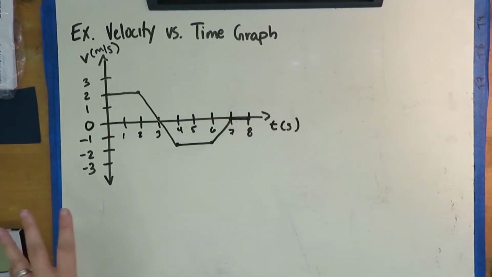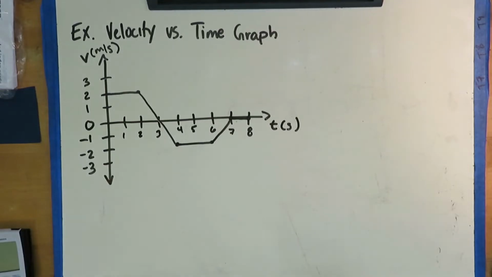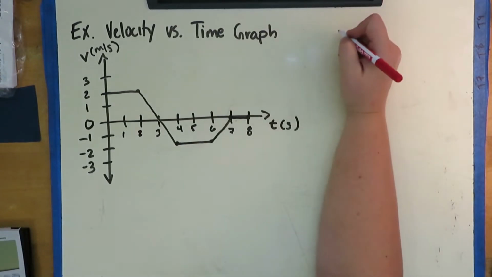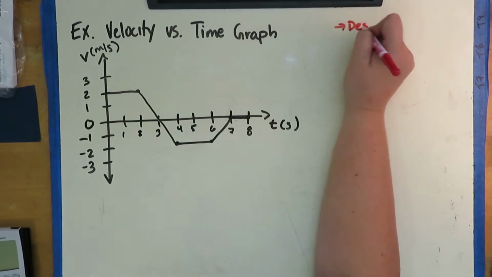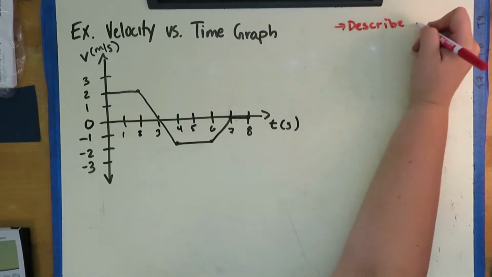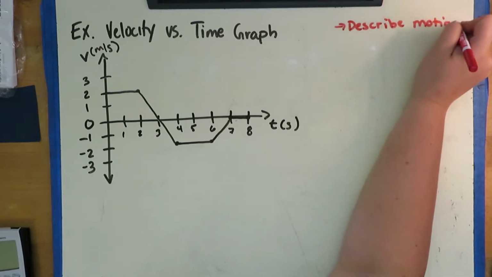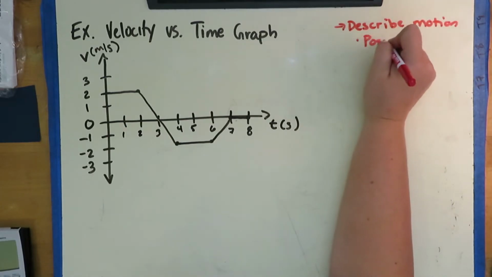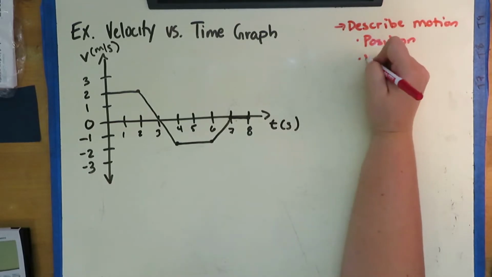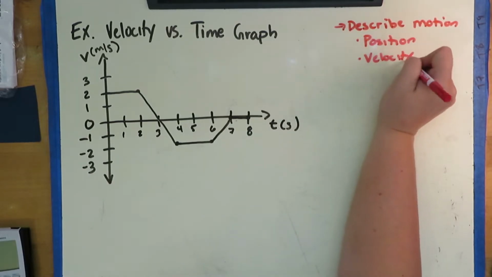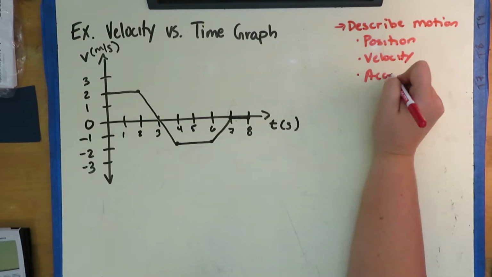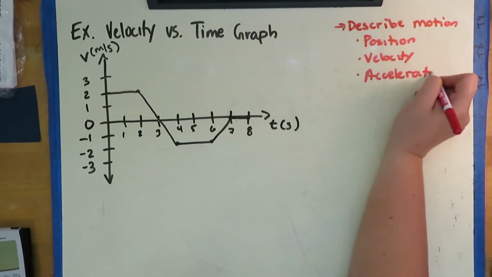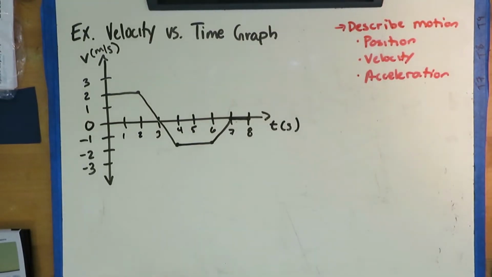So the first thing I want to do is I just want to kind of use this graph to describe what's going on. And you need to break things down in time intervals and be very specific. When you're asked to describe the motion of an object, when you describe the motion, you need to consider the position, velocity, and kind of the acceleration. So those are the things you need to kind of think about when you're describing.